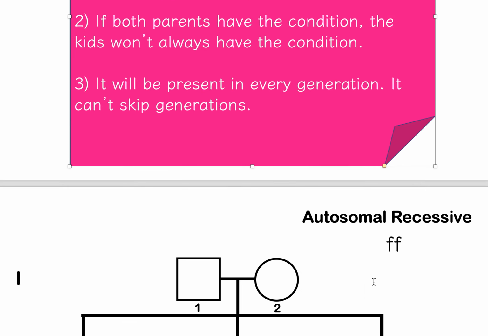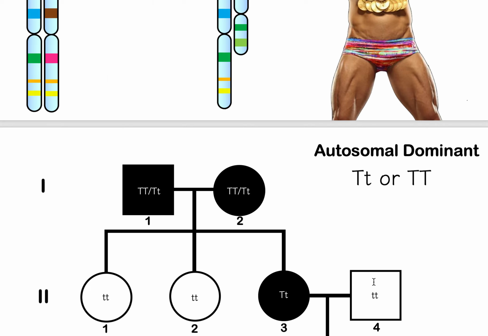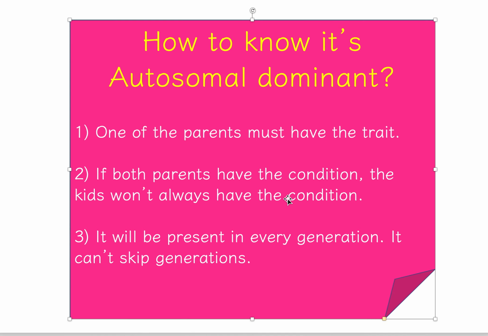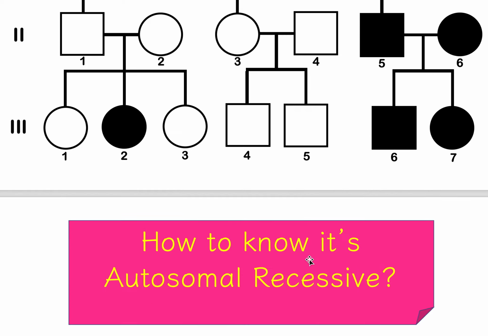Now, let's move on to the next one, autosomal recessive. So this will be a different trait. So we're going to use now this trait, the finger one, okay? So I call it F. So to be able to have that bent thumb, you must have small f, okay? Small f. So how can we tell that this is autosomal recessive? Okay, let me see.